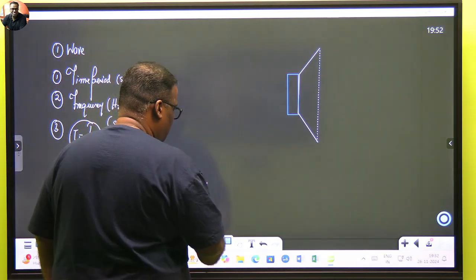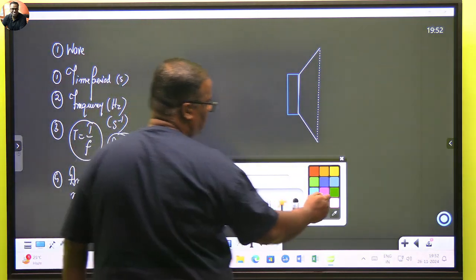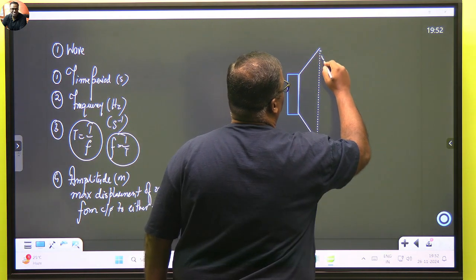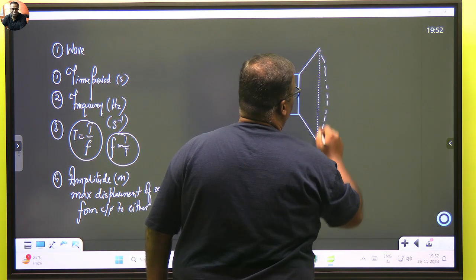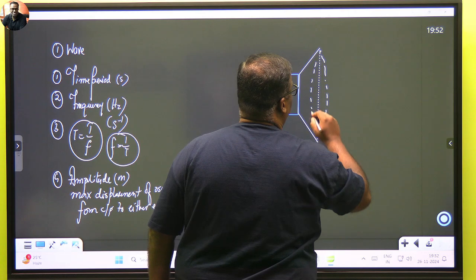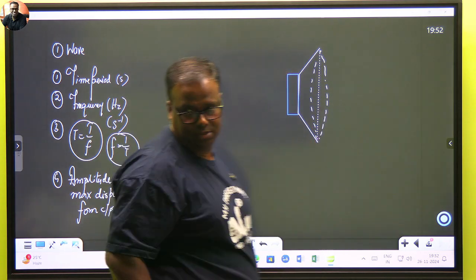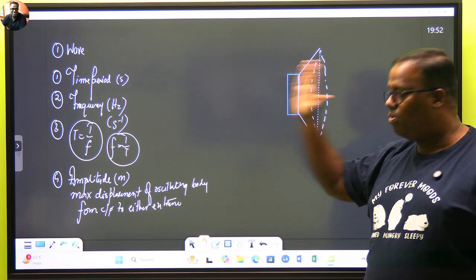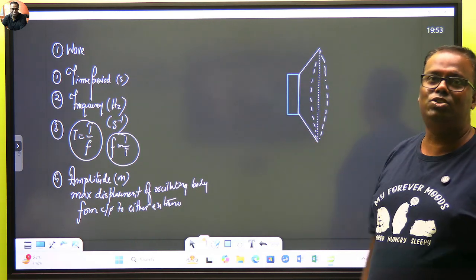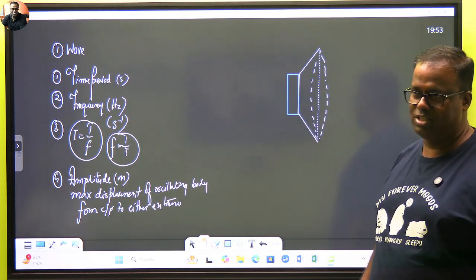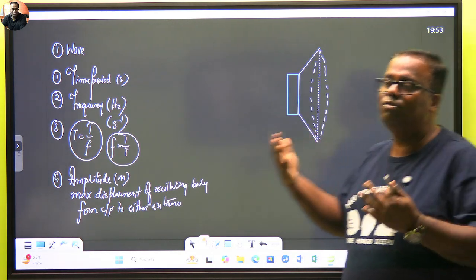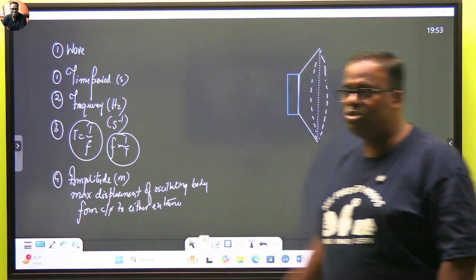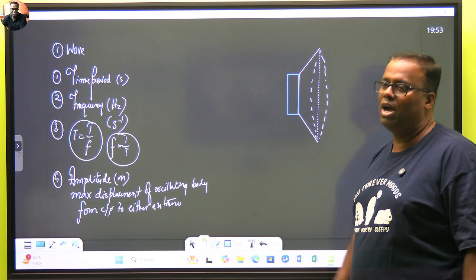So as you go on playing your songs, what happens to the position of your membrane? Your membrane will go this side, it will go this side too. See, see. Okay? So the song you are playing, the amplitude actually controls how much is the loudness. Amplitude is a direct reflection of loudness. To create a loud sound, the amplitude has to be high.